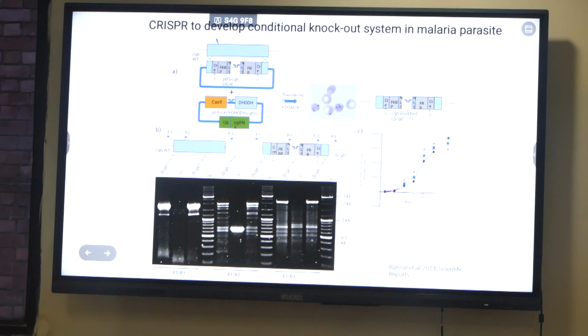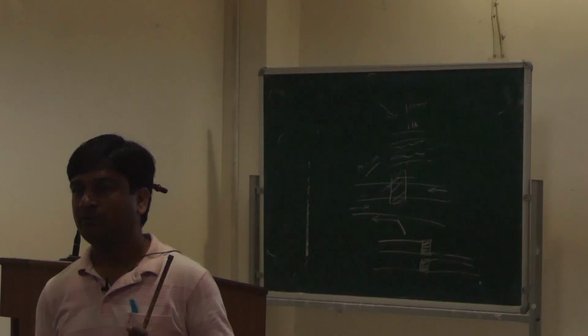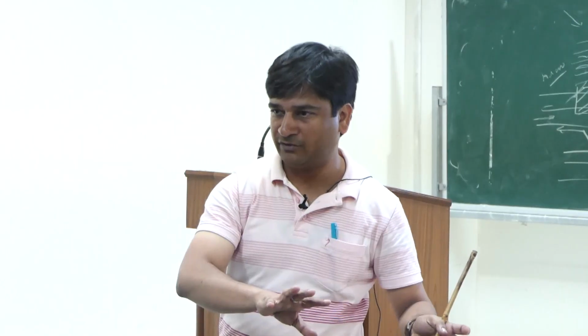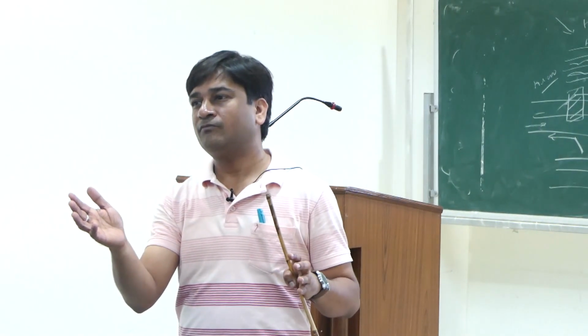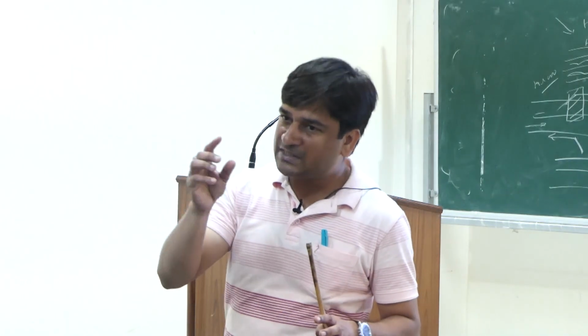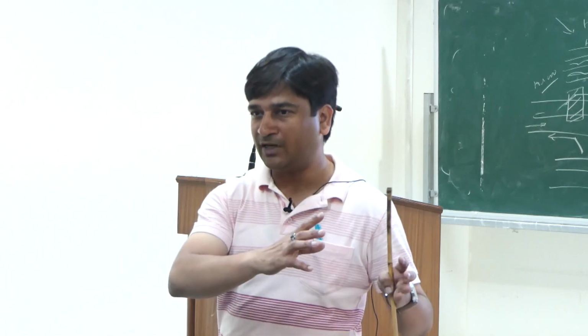So you understand by complete knockout and conditional knockouts? What is complete knockout? Like the one that I showed you, CDPK2. Complete knockout means from the very beginning the gene is not present. What is conditional knockout? Yes, so at a specific time you can knock out the gene, not from the very beginning.